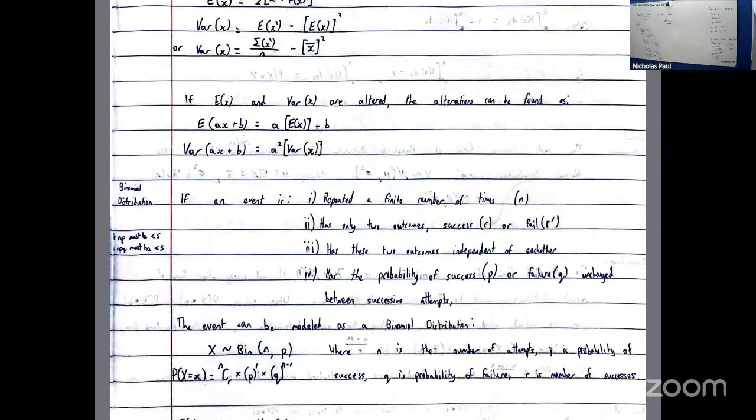Next. Just a small rule to remember about E of x. E of ax plus b is aE of x plus b. So if I ask to find E of 2x plus 3, it will be 2E of x plus 3, right? So just some quick rules to remember.